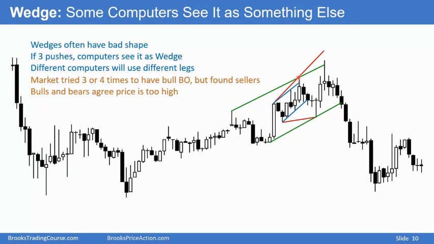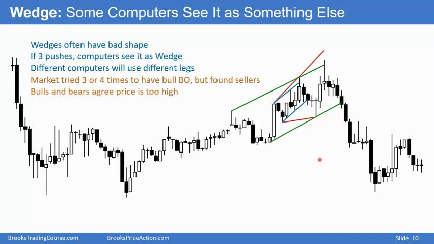The market tried 3 or 4 times to break to a new high, and it's failing. Instead of finding buyers eager to buy the bull breakout, it's finding sellers. Every time it goes above something, it's reversing. Above here, reversing. Above here, reversing. Above here, reversing. The bulls and bears are agreeing that the price is too high.